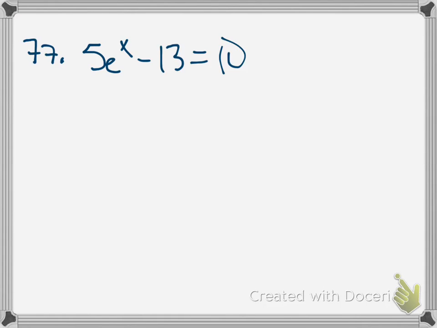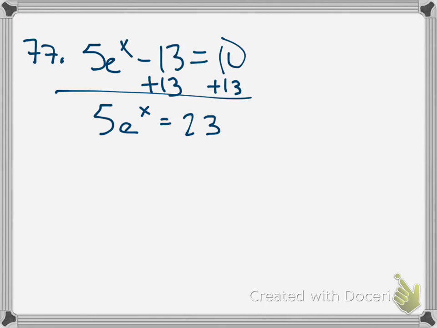Alright, now let's get to the natural logs and the power of e. Maybe we'll see some more of those later on. 5e to the x minus 13 equals 10. Again, the idea here is to isolate the e, then you can get rid of it later on. So add 13, and you get 5e to the x is equal to 23. Divide by 5. So now I'm left with e to the x is equal to 23 over 5.